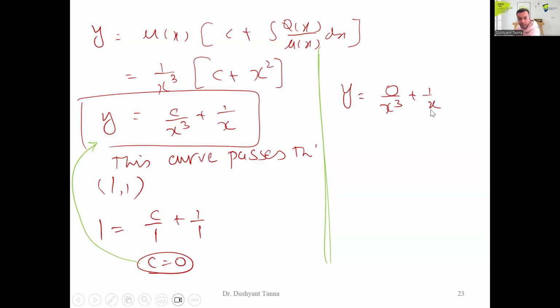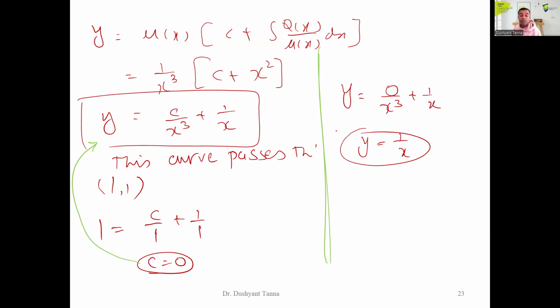Did I get 0 or 1? What is the point? Yeah, that's fine. Therefore, y is equal to 1 on x. See, this was a family of curves. Once I replace a particular point, the curve passes through that point. Only one curve from the family of curves will pass through it, and that curve is represented by y is equal to 1 on x, a rectangular hyperbola.